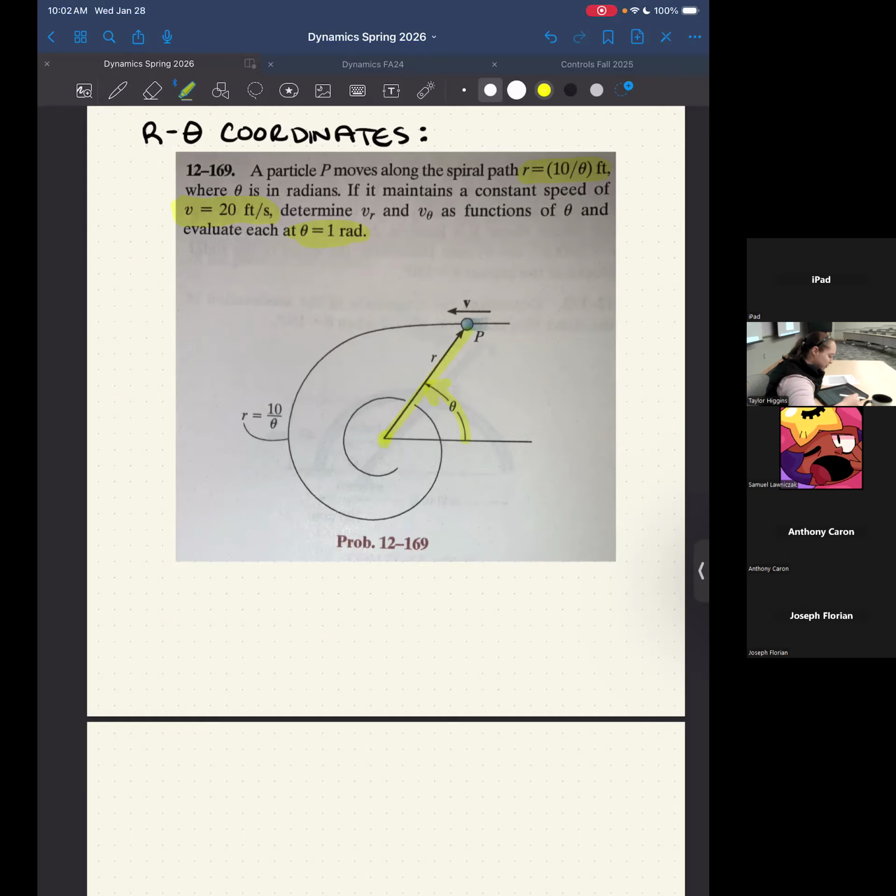So P, the particle, moves along this interesting spiral path where theta is in radians. If it maintains a constant speed of v equals 20 feet per second, determine the vector v in terms of r theta coordinates as a function of theta, and evaluate each at theta equals 1.